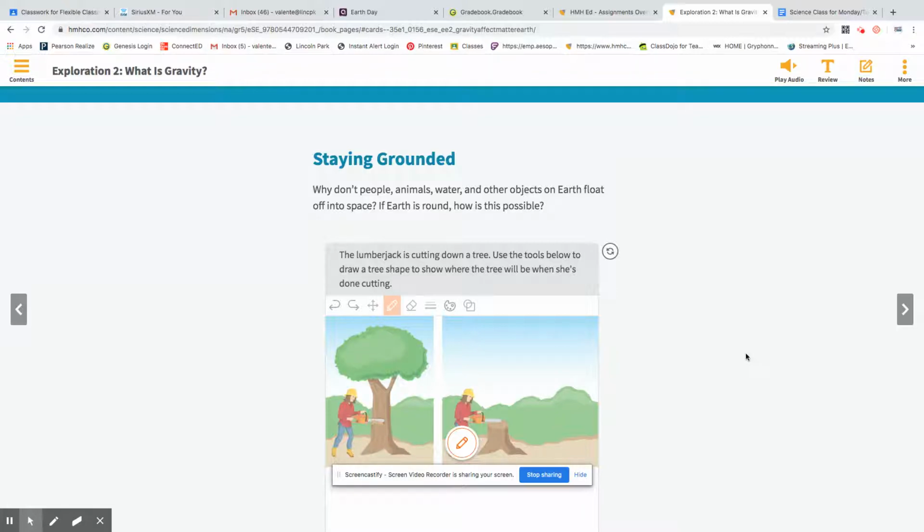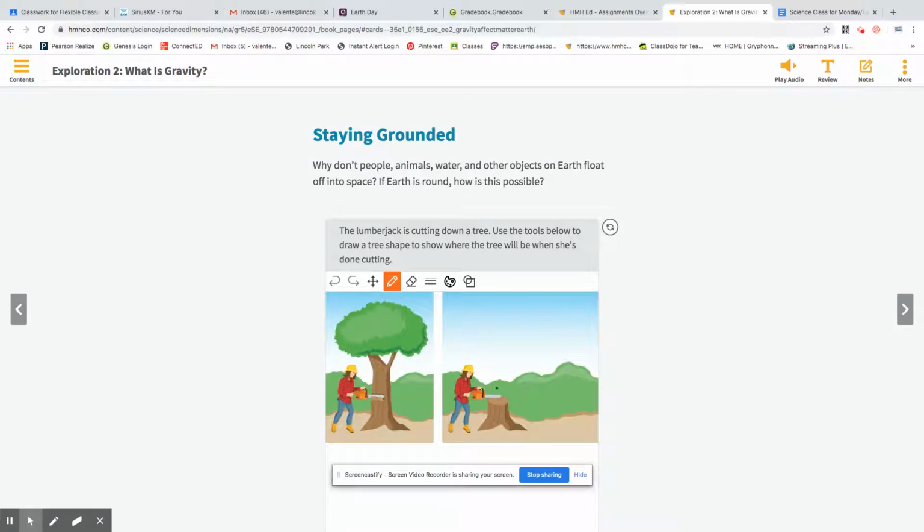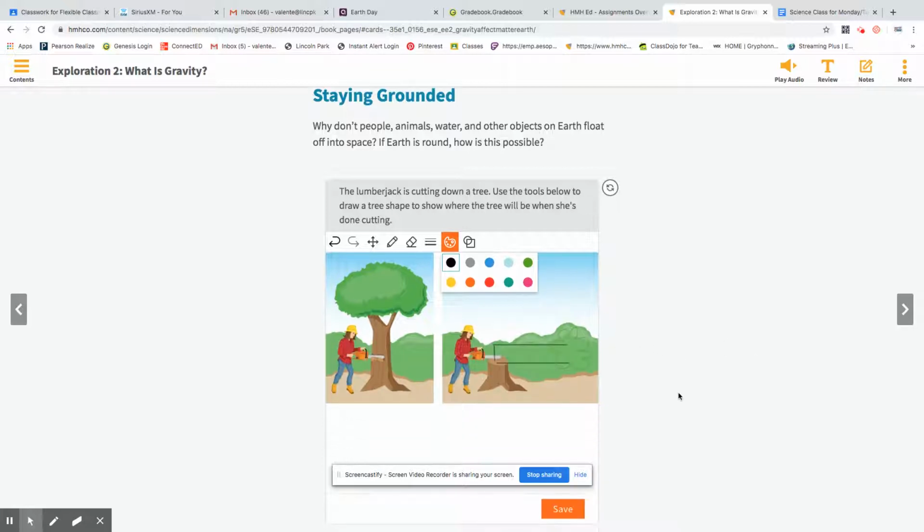The lumberjack is cutting down the tree. Draw what will happen to the tree. Not that tricky, but just to go over it with you, you'll tap on your pencil tool and that's not a great color. Let's try black. Using your pencil tool and some decorating, you're going to show that the tree has fallen down. All right? So when you get to that, you can have some fun taking a minute to draw that.